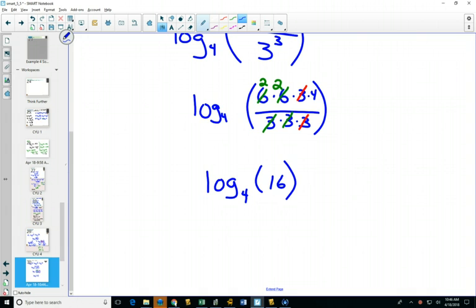Now I need to still evaluate this. What does a log mean? Logs solve for exponents. 4 to what power would be 16? 2. Yes. Question 13, to practice some evaluating.